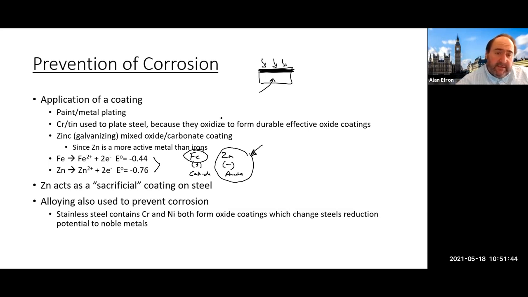We can also do things like alloying to prevent corrosion. We add some other metals in there, and it essentially will change the SRP value of that metal to more of a noble metal, which means it's probably going to have an SRP value greater than, more positive than, oxygen, which is going to prevent the corrosion process from occurring, kind of like gold does naturally.